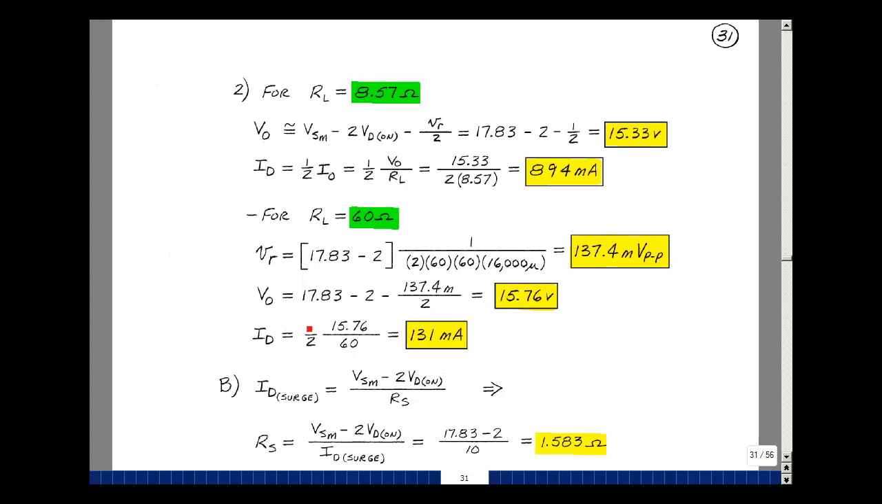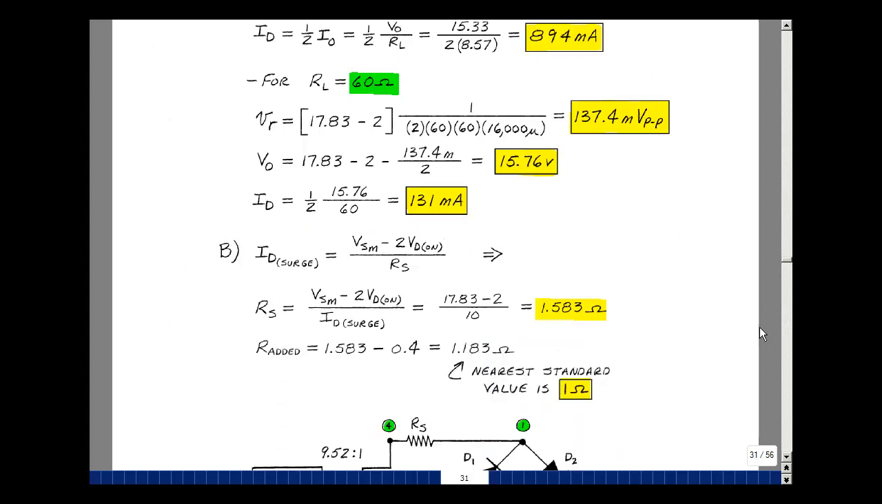For the average voltage, V sub S maximum minus 2 times 1 volt, and then my ripple divided by 2 gives me 15.76. A little higher DC voltage and have a larger resistive load. And the average current is 1/2 V out over R sub L, 15.76 now over 60, 131 milliamps.